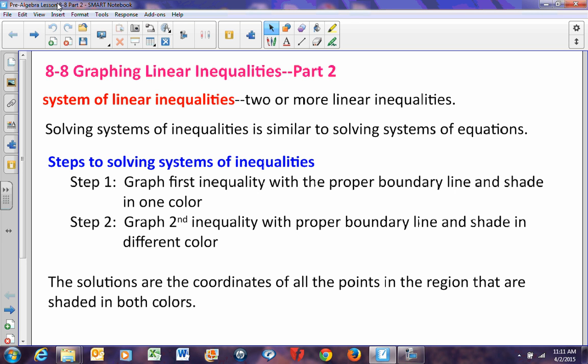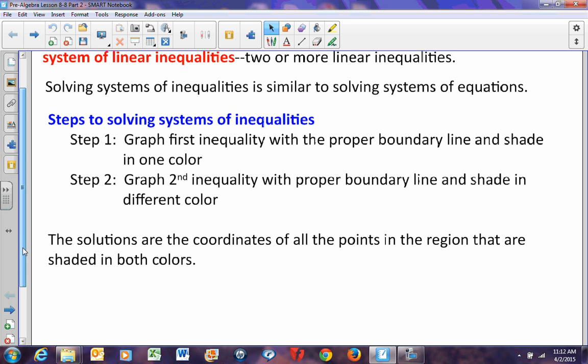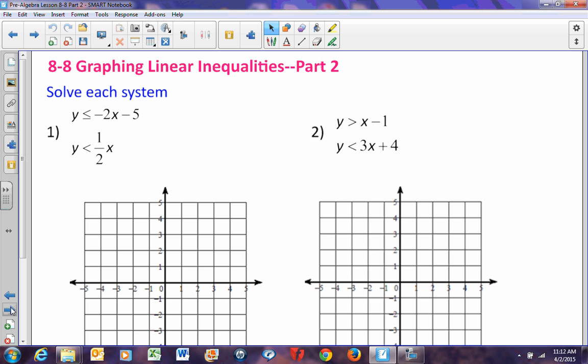When you solve systems of inequalities, you're going to solve them very similar to solving systems of equations. Graph the first inequality with the proper boundary line and shade it in one color. Graph the second inequality with the proper boundary line and shade it in a different color. And the solutions are the coordinates of all the points in the regions that are shaded in both colors. If you don't want to shade in 2 different colors, I can show you a little shortcut that I use so that I don't always have to carry a lot of colored pencils with me. But the point is the same. It's best if you shade again with colored pencil so that you don't make a mistake.